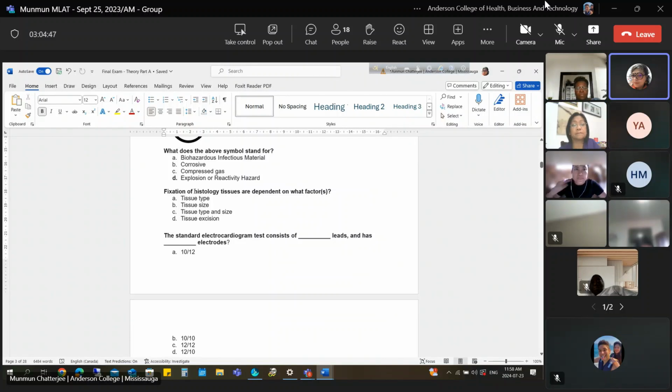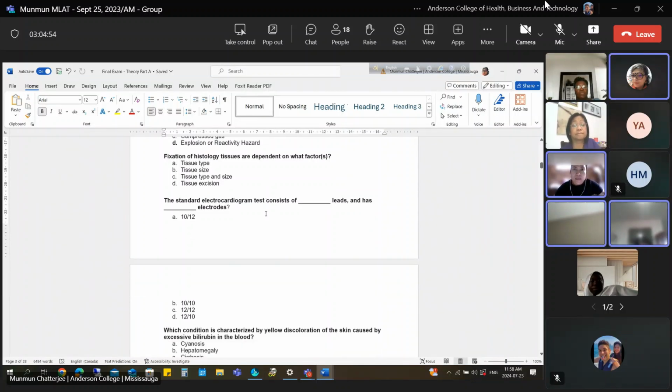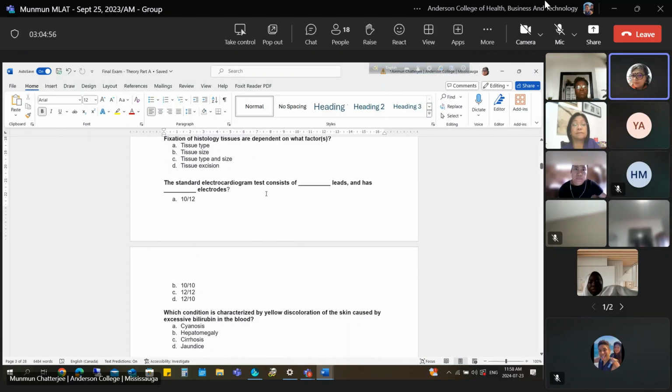Fixation of histology tissues is dependent on what factors? It's C, type and size. Type and size. Good.